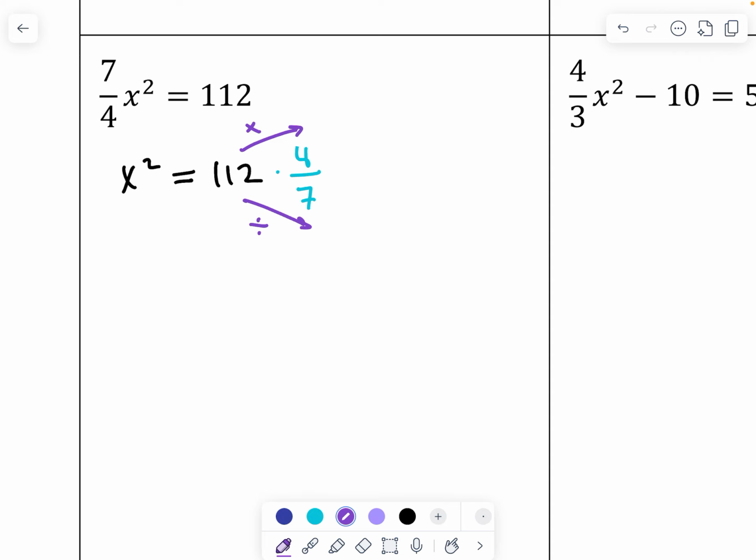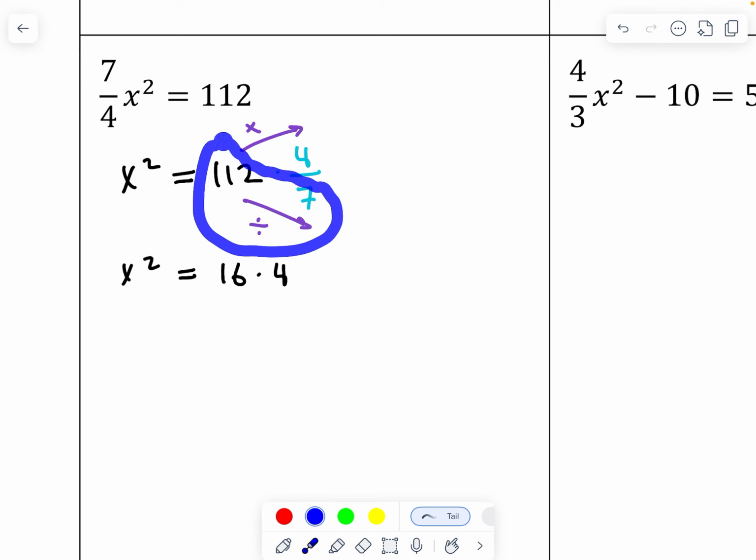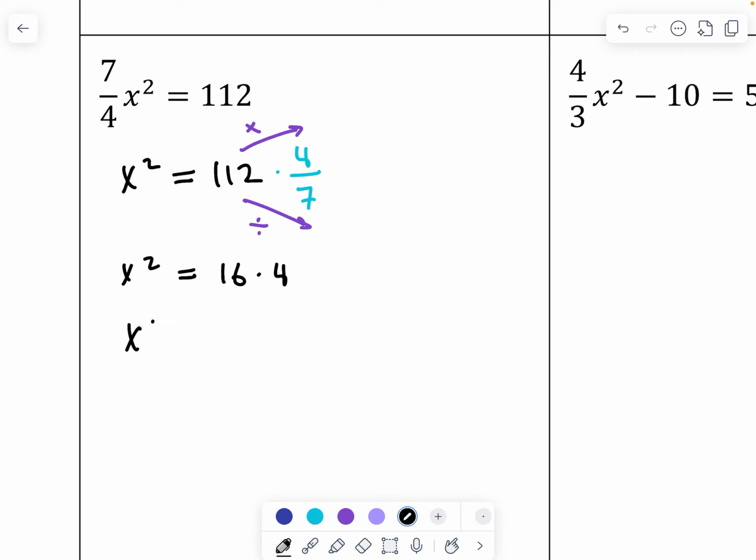So let's check. I'm using my calculator, not a problem. 112 divided by 7 is 16. So this is 16. We still have to multiply by the 4. So again, this 16 right here came from 112 divided by 7. We still have to multiply by the 4, though. The 4 doesn't go away. 16 times 4 is 64. A perfect square number. Fantastic.